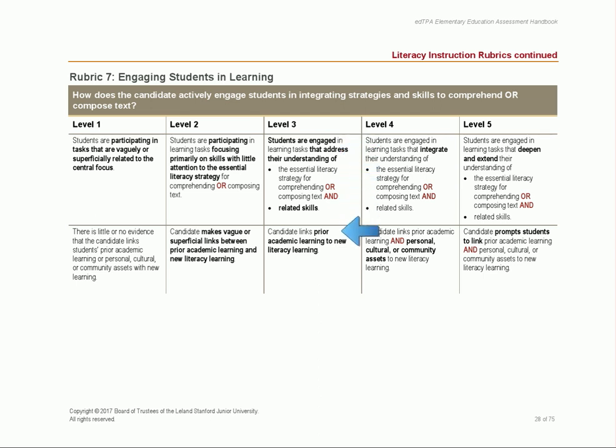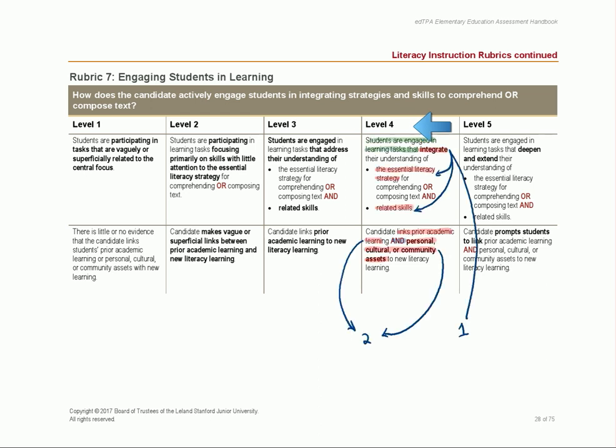And then in terms of what you're doing with what students bring to their work, you're linking their prior academic learning to their new literacy learning. Now remember, in edTPA, this is one of the 2 things you need to be considering always with your students. The prior learning is one thing, but it's not sufficient. If we want to go to 4, let's see what the 4 asks for.